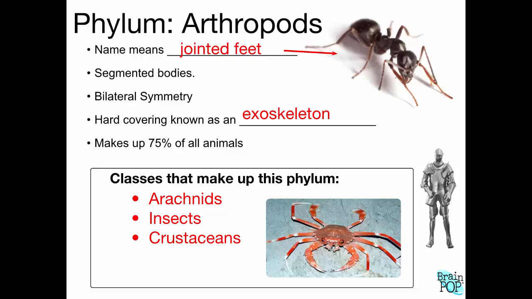Crustaceans. They have 10 legs. What are some examples of crustaceans? No, an octopus was a mollusk. Crab, lobster, shrimp. Okay, those are all crustaceans. Just gotta count them up.